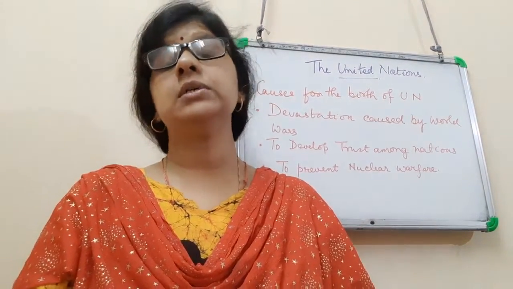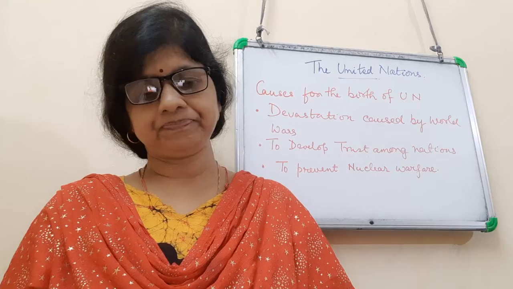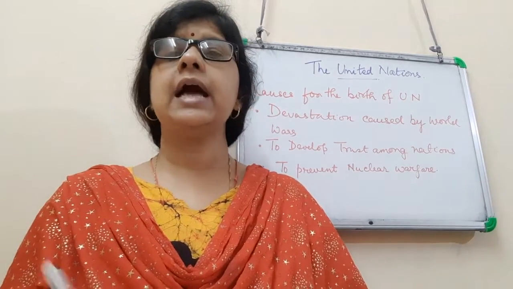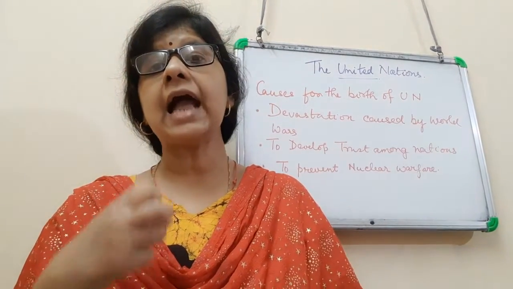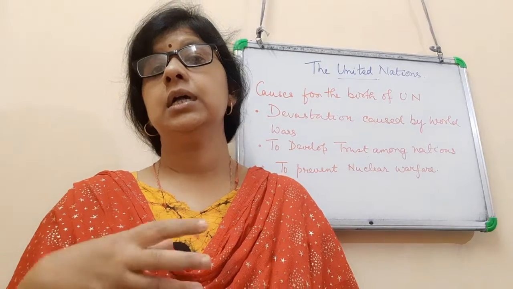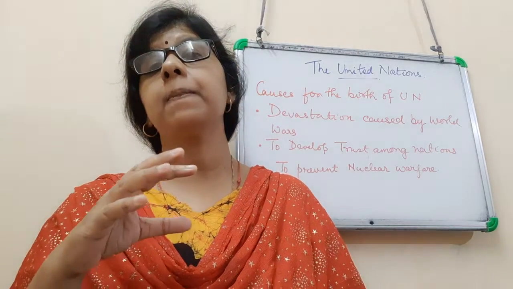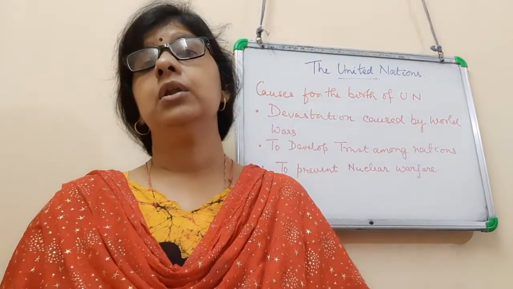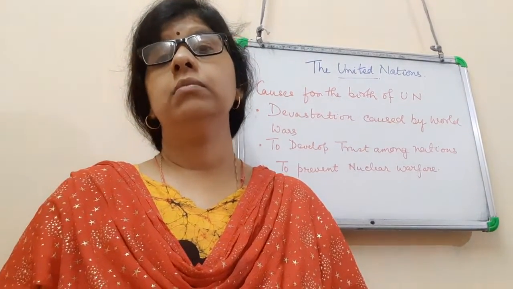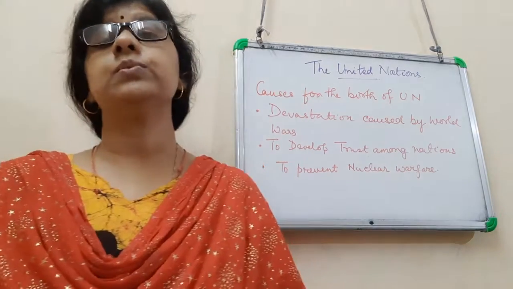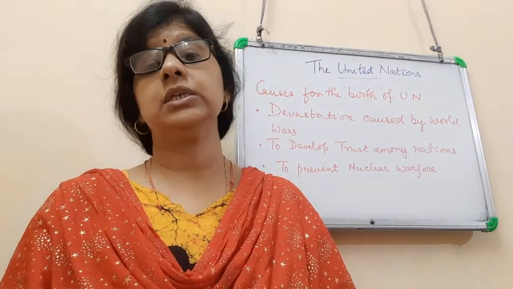So then the superpowers, that is Britain, America, France, all of them decided that there had to be an organization which was more effective, which could actually implement the laws which could prevent any further world wars in this way. So this was another reason why this United Nations came into being.